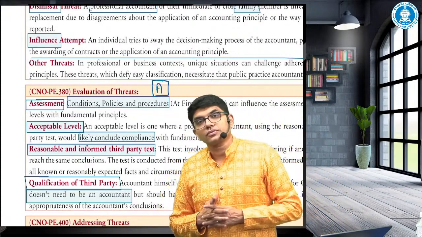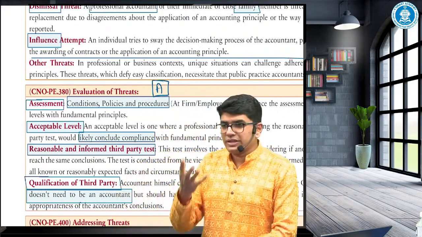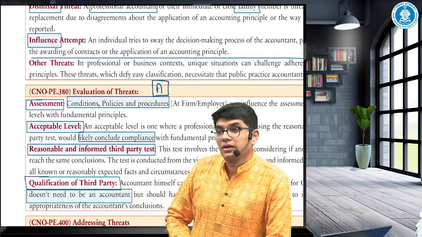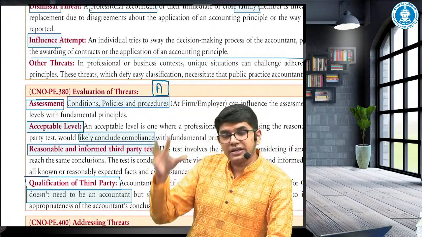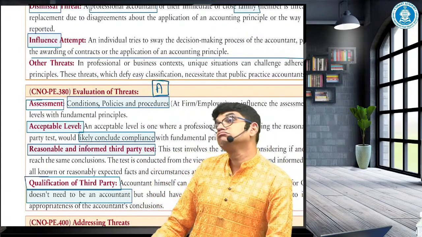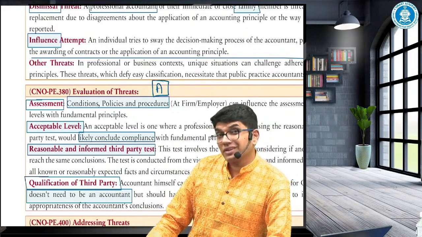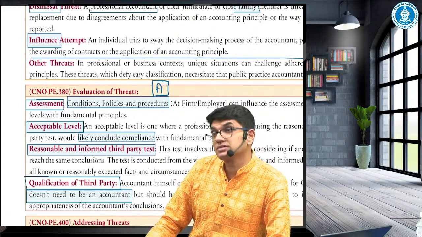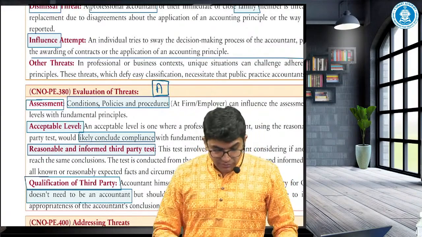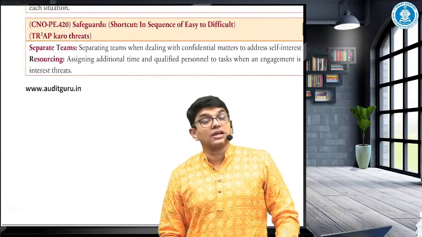Side by side, I'm discussing a lot of cases of what kind of threats and what kind of cases you will be getting. So till now we have seen the code of ethics, fundamental principles, five types of threats, examples of threats, how to deal with threats. Next is going to be safeguards. And then we are going to start with the new thing.